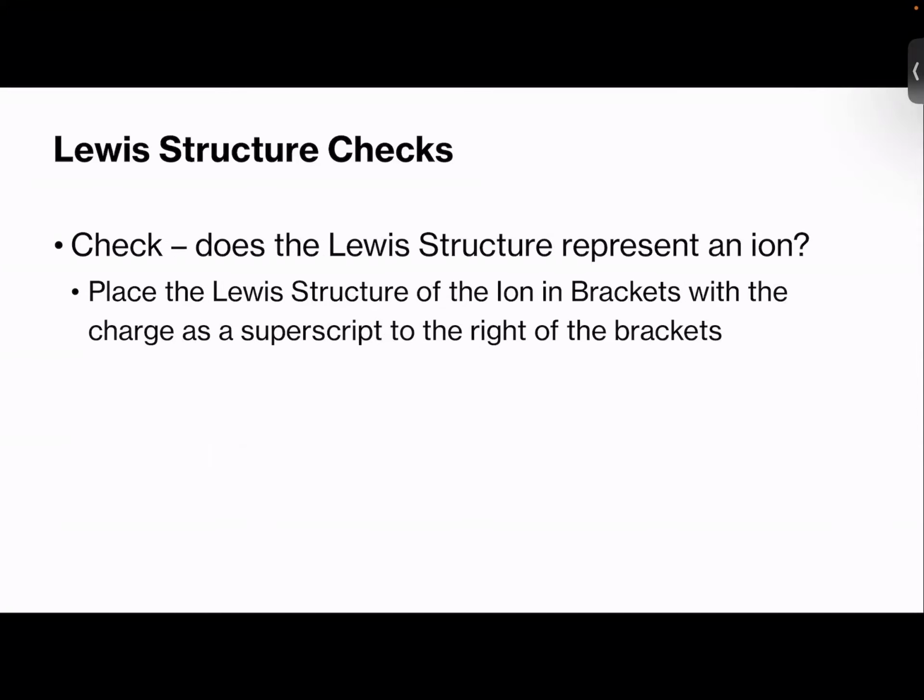But before we do that, let's talk about the second check. The second check is, does the Lewis structure represent an ion? Just like when we were developing the Lewis structure of ionic compounds, if you were working on the Lewis structure of a polyatomic ion, for example, it's still an ion. Therefore, the Lewis structure is still going to have that ion in brackets with the charge as a superscript to the right.